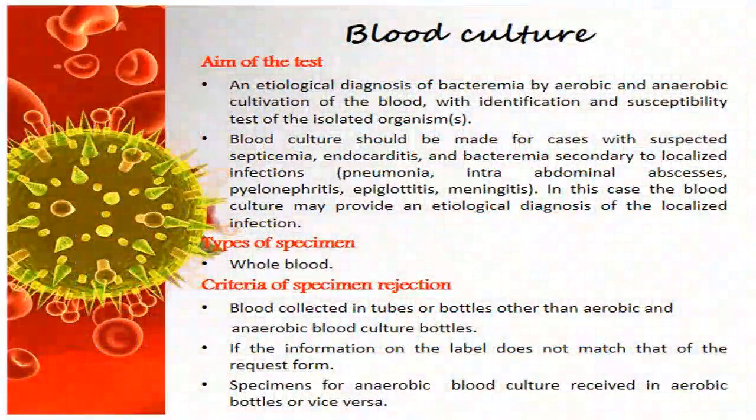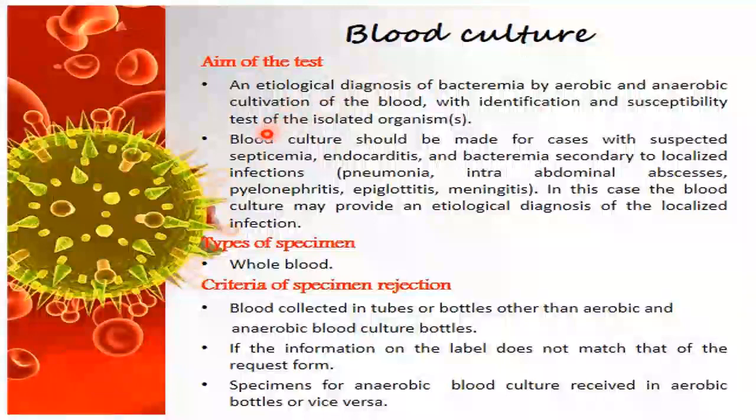What is the aim of doing blood culture? Why do we use blood culture? When and where do we use blood culture? It is an etiological diagnosis of bacteremia by aerobic and anaerobic cultivation of the blood, with identification and susceptibility tests of the isolated organism. So the main purpose of blood culture is to isolate the causative microorganism and perform antimicrobial susceptibility tests for this pathogen.